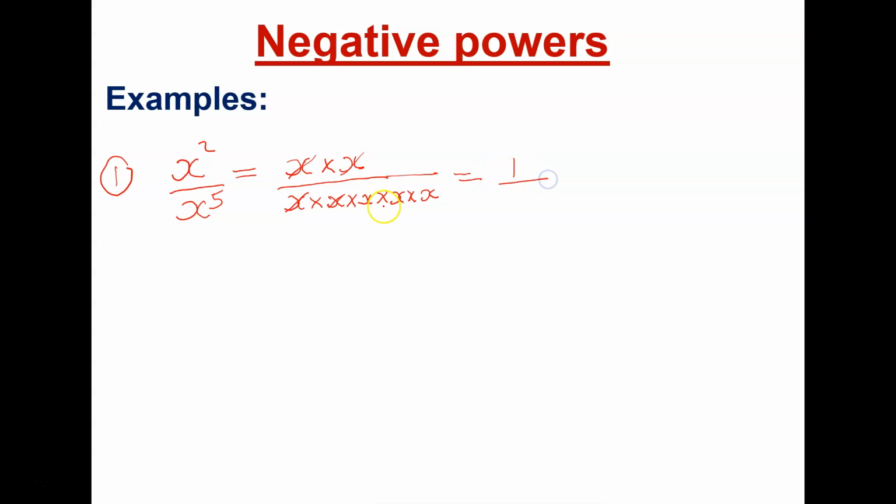What do we got at the bottom? We got x times x times x. That's what's left. And x times x times x, as we've seen, we can write down as x power of 3. Let us keep that in there.